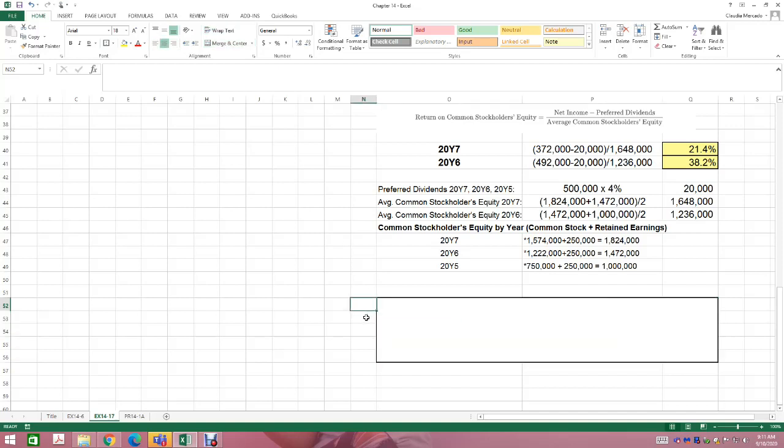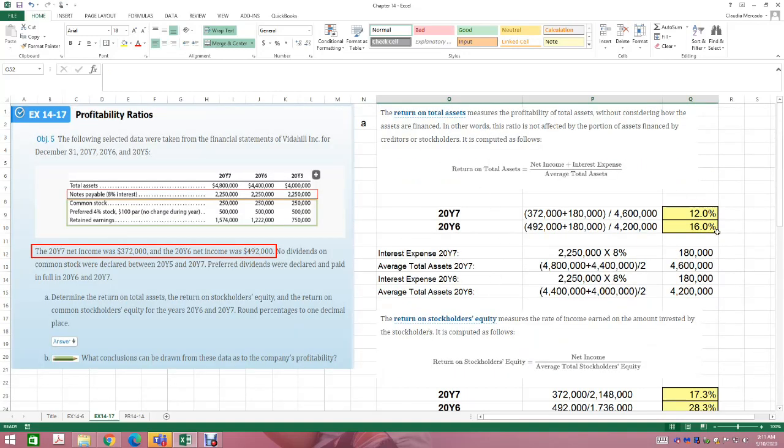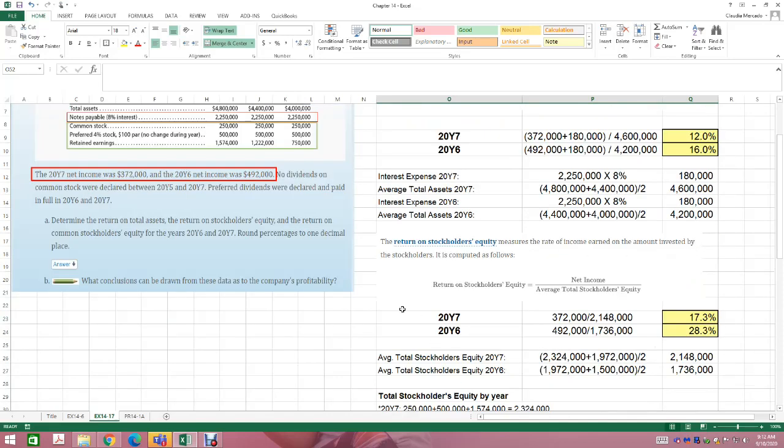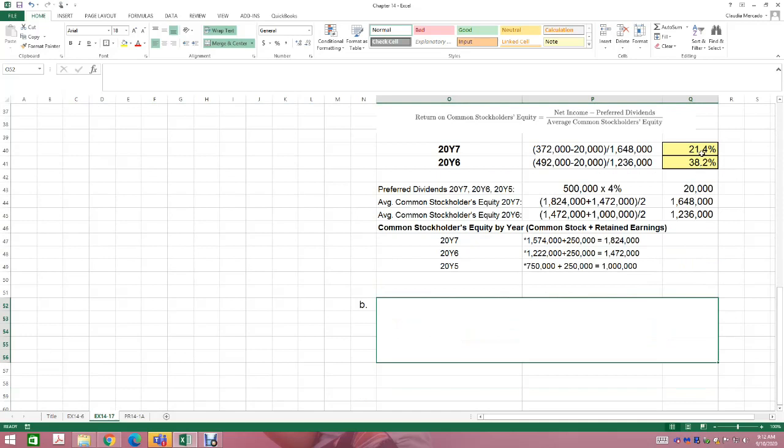Okay, this is requirement B. So let's look at the first one. My return on total assets went from 16% down to 12% for the current year. So we see a drop in my return on total assets. Then if you look at your return on stockholders equity, you went from 28.3 to 17.3, another drop. And then for return on common stockholders equity, you see another drop from 38.2 to 21.4.